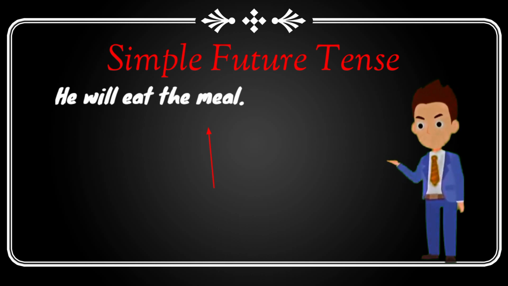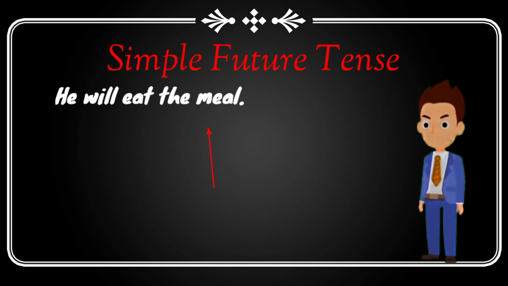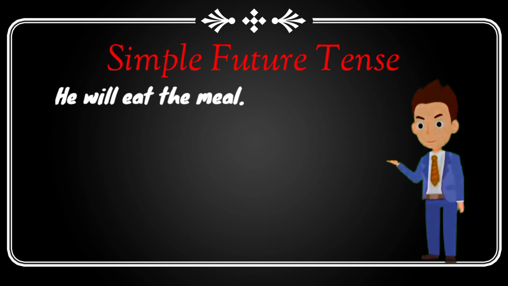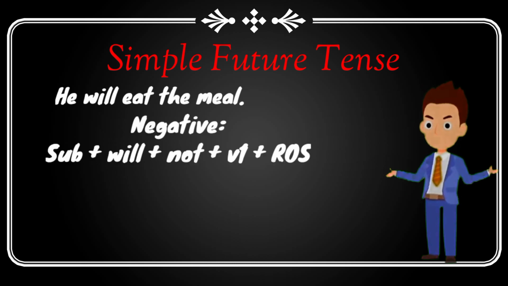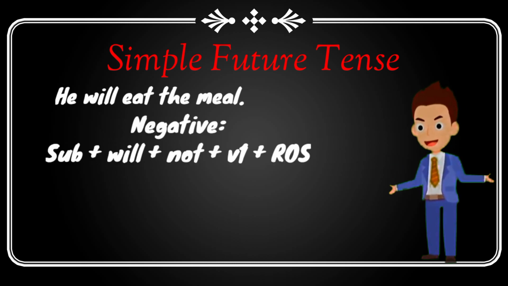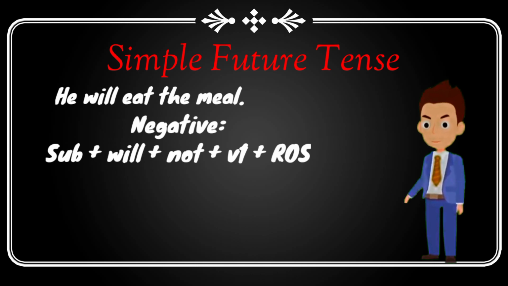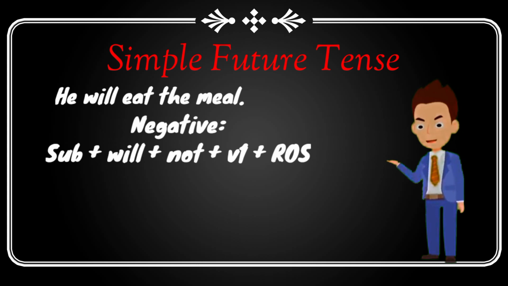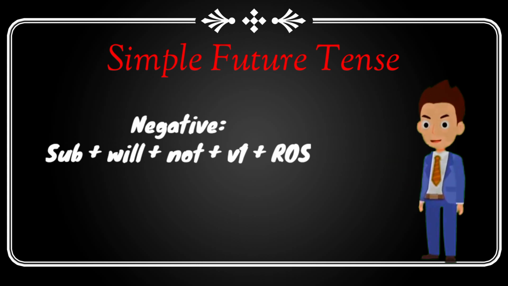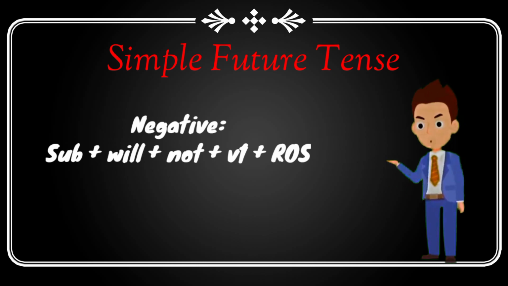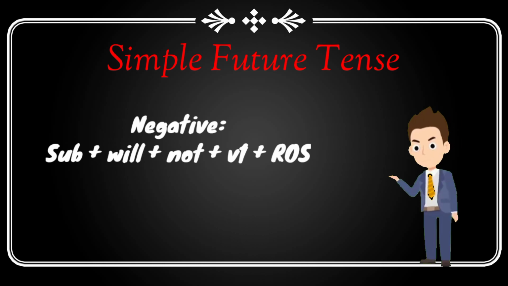What will be the negative? In negative, we will only put not after the helping verb. Subject plus will plus not plus verb first form plus rest of the sentence. I will not write a letter. He will not eat the meal, right?